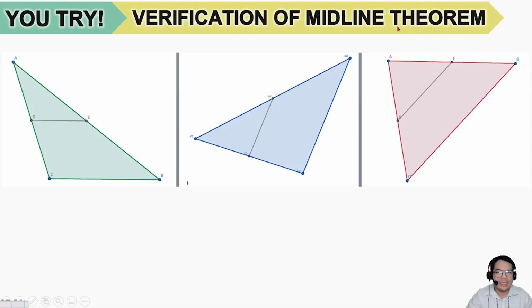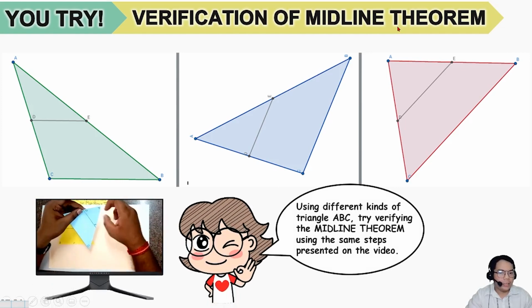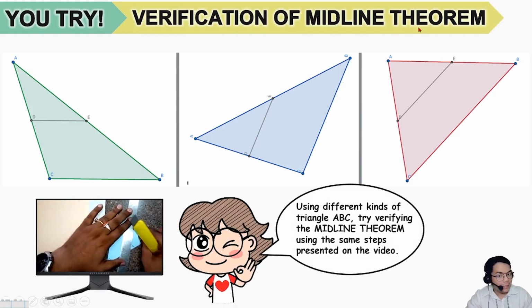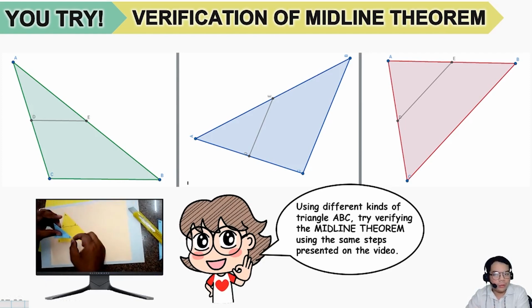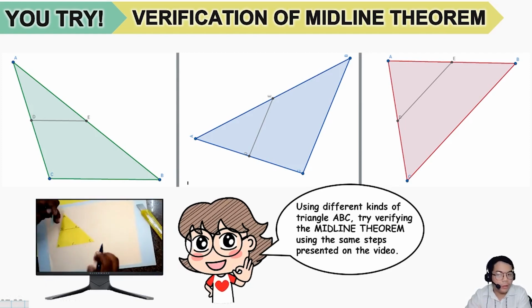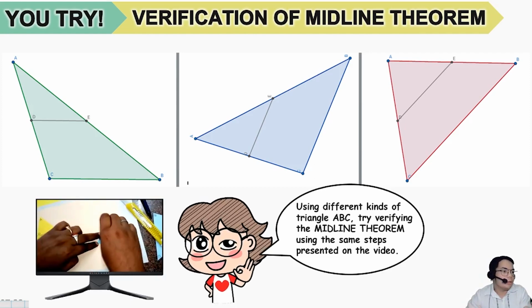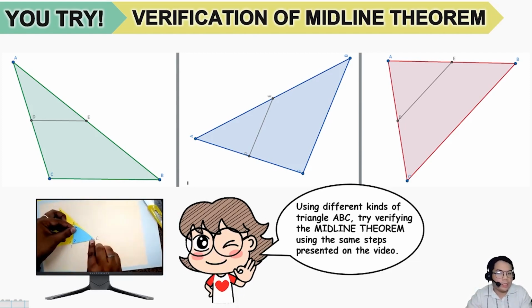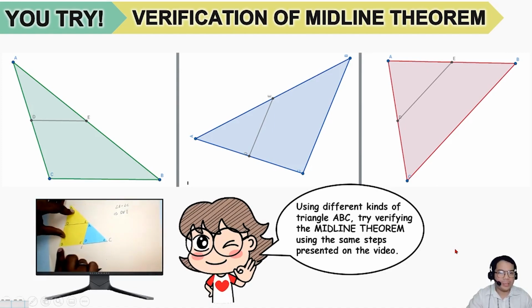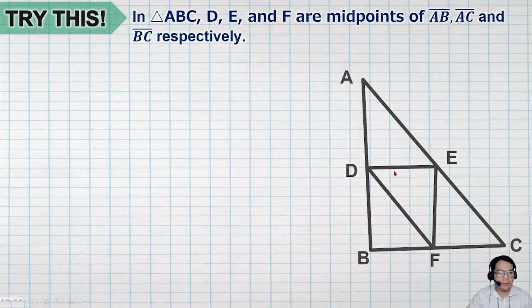Now, if you want to try this given activity, you may use different kinds of triangle ABC and then try verifying the midline theorem using the same steps presented in the video. Ayan, kung gusto nyo, you can ask me for the link or yung mismong video na kung saan ginawa tong activity na to. At itry nyo gamit nga itong mga nakikita nyong iba't ibang itsura ng isang triangle. And you will notice that these properties or the concepts present in a midline theorem is still applicable to any kind of triangle. Okay, so as we may proceed, let's somehow furtherly understand the different applications of midline theorem through these following activities.